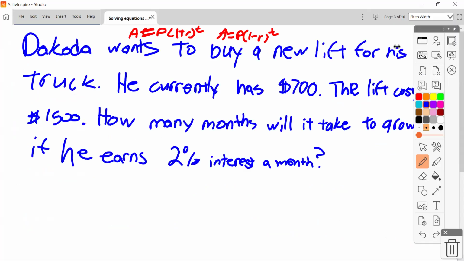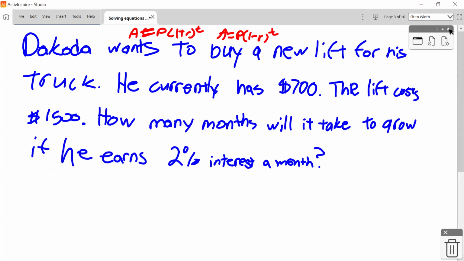I did a real world-ish example. I asked first period if any of them were currently saving up for anything, and one of them said what they were saving up for. Dakota wants to buy a new lift for his truck. He currently has $700. The lift costs $1,500. How many months will it take to grow if he earns 2% interest a month?